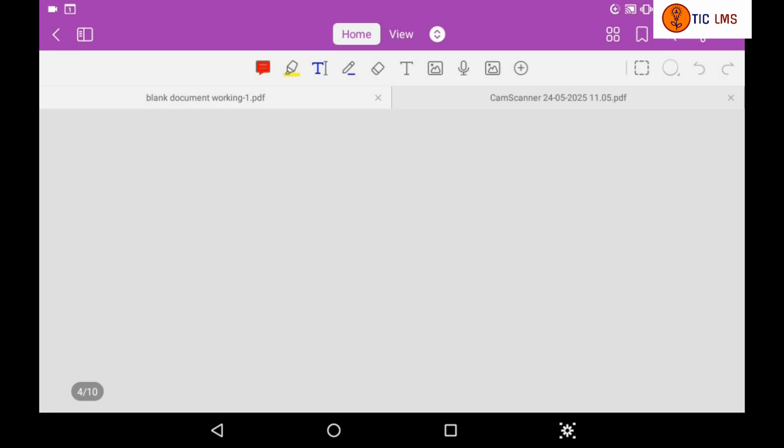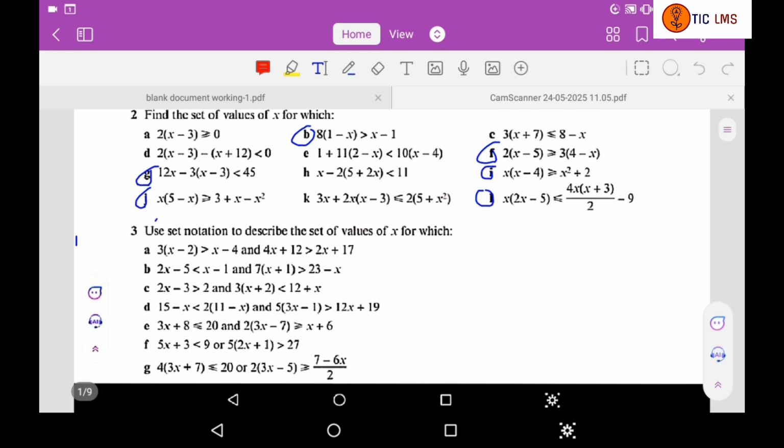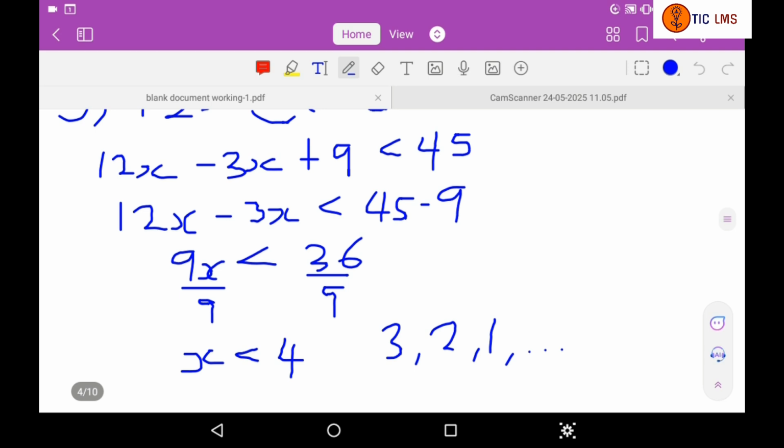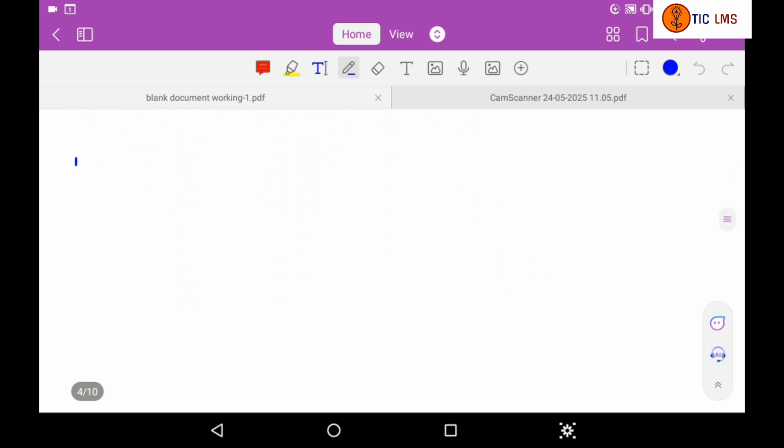So let's take on some more questions because of some peculiarities that they have. Let's consider Roman figure 2i. x into brackets x minus 4 greater or equal to x squared plus 2. So let's dive into that. We have x into bracket x minus 4 greater or equals to x squared plus 2.